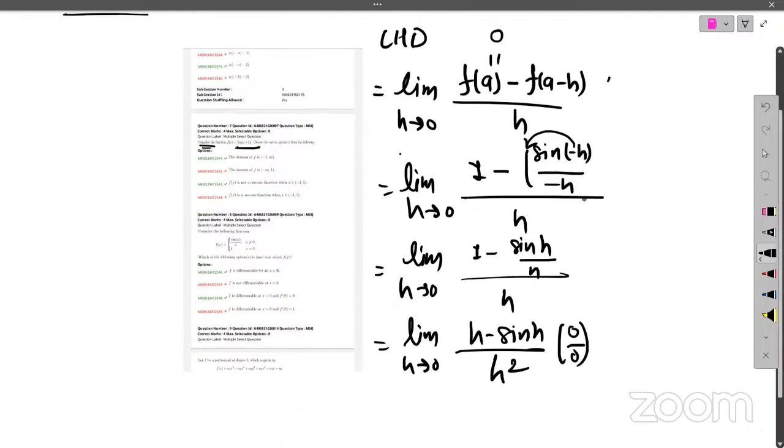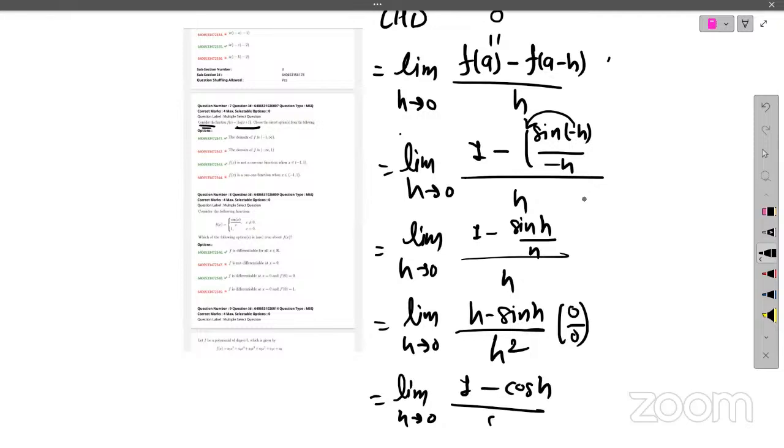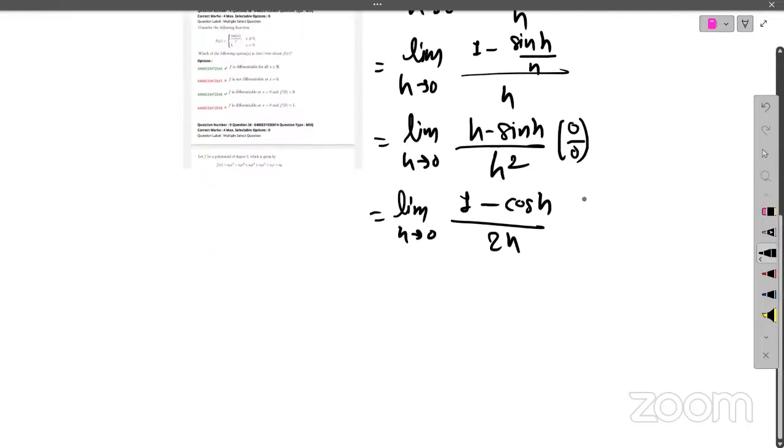So here you apply L'Hospital's rule to find out the limit. So limit h going to 0. If you apply L'Hospital's rule, it will become 1 minus the derivative of sine, which is cos h, upon 2h. Again, you will apply L'Hospital's rule because cos h will go to 1, 1 minus 1, 0. So that's why 0 by 0 case.